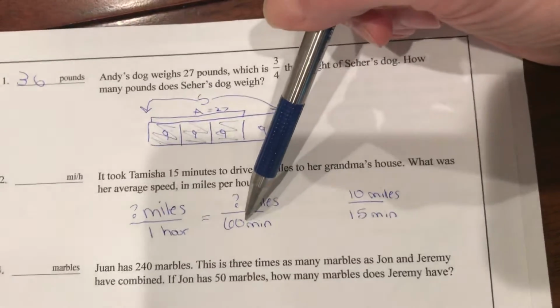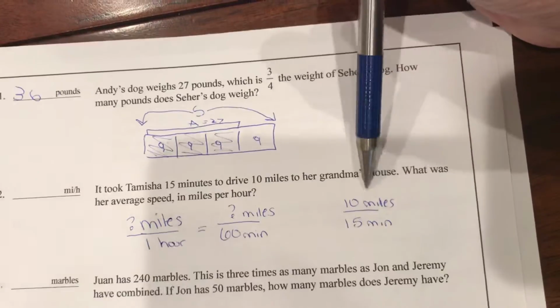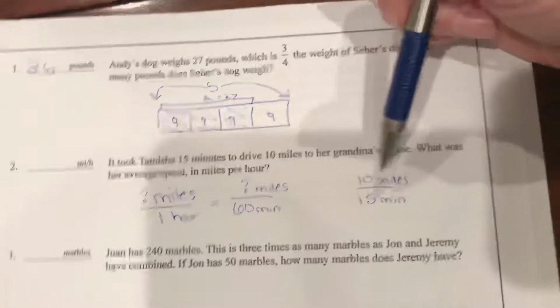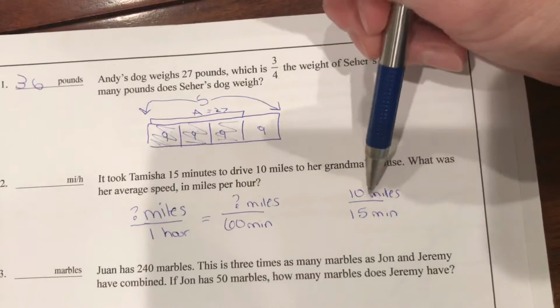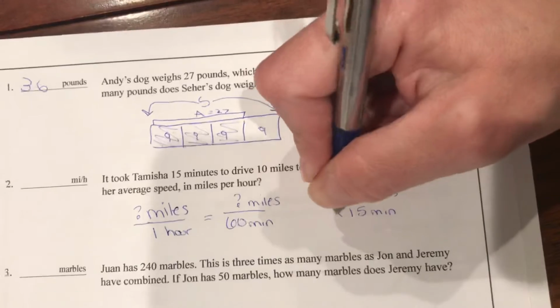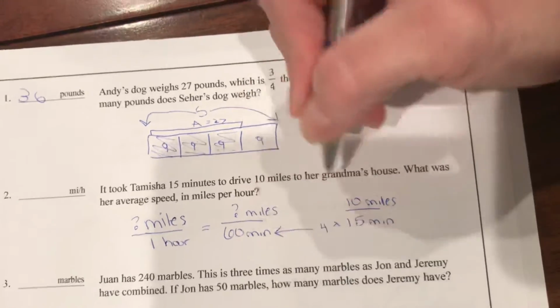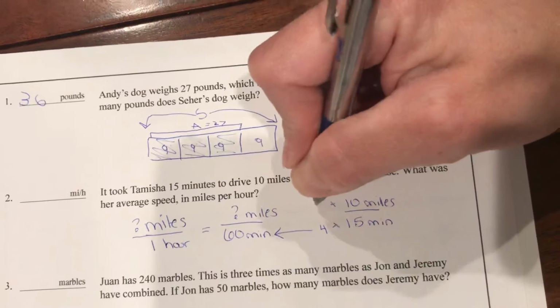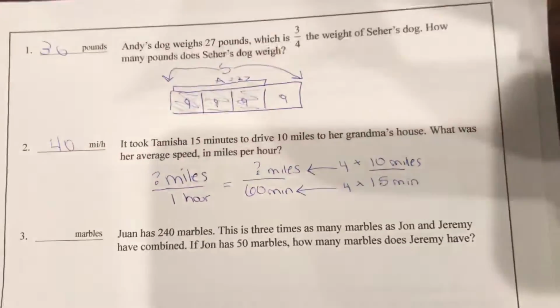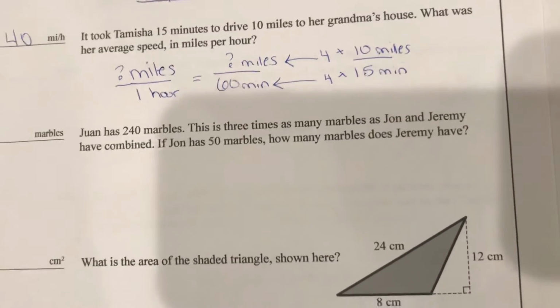What we do know is what, Isaiah? That 15 times 4 is 60. Okay, well, we got to put this down here. She drove 10 miles in 15 minutes. And equivalent fractions tells us that if we multiply 15 by 4, we will get 60. So if we multiply 10 by 4, we get 40, which is how many miles per hour she was going. Perfect.